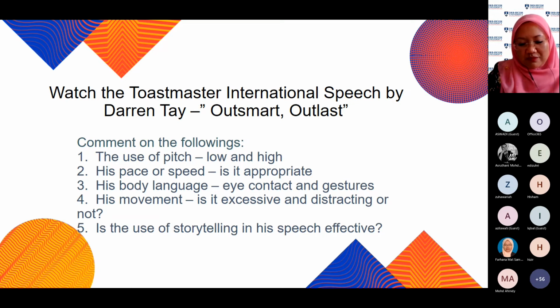Okay, this one is from a participant: Darren Tay's speech is much more attractive, it keeps pulling attention towards him compared to the lady, whose speech is for the audience to imagine being in her shoes. Yes, again, it depends on your personality, and it depends on your own perspective of the topic itself.